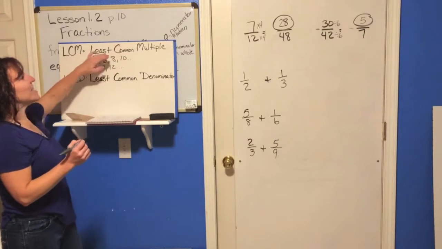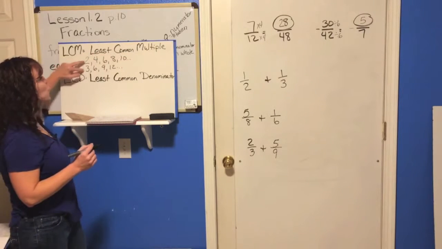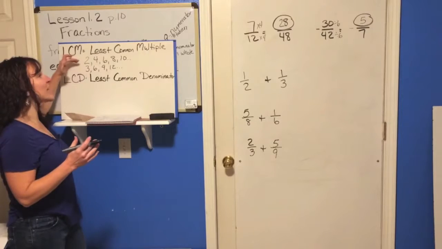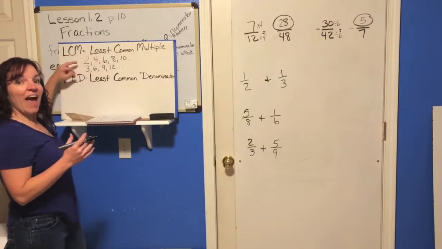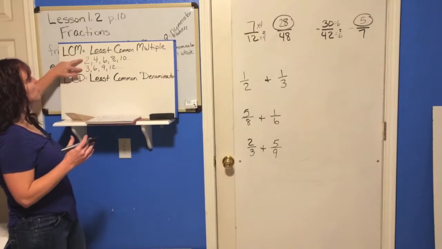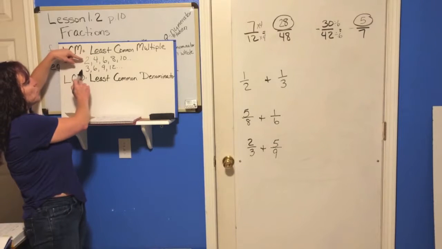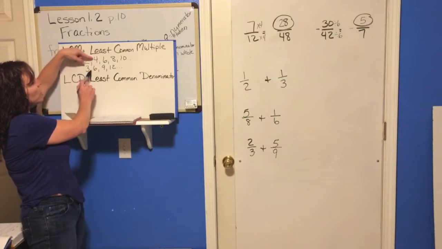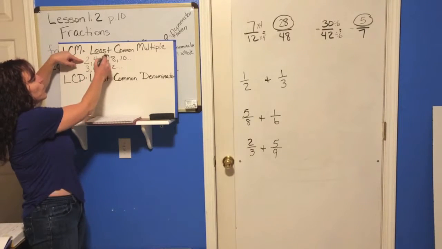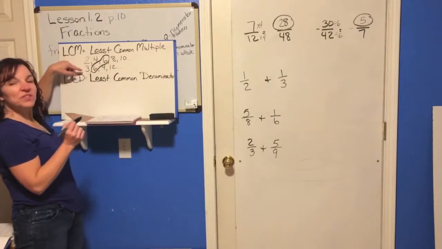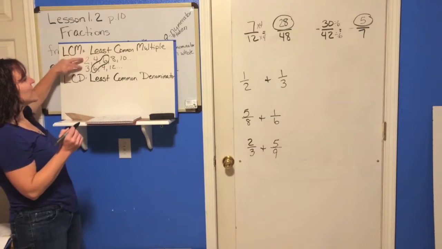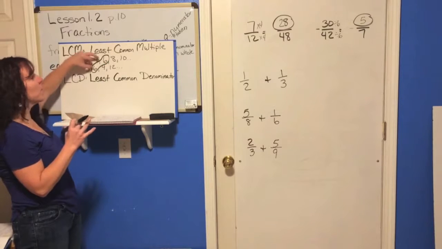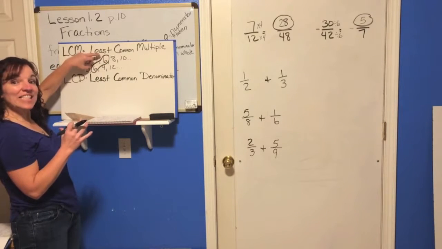To find the least common multiple between two numbers, we'll list those multiples, and then we'll look to see where the first time is that those multiples match. We can look and see, oh, both of those have a multiple of 6. So their least common multiple, the first time that their multiples match, is 6.